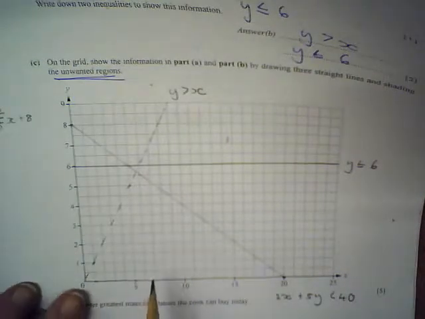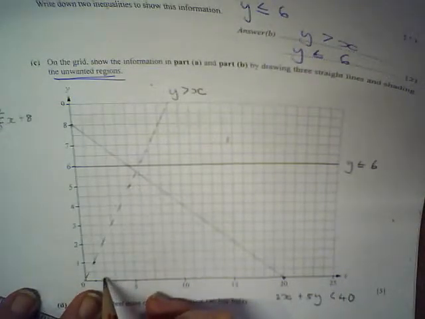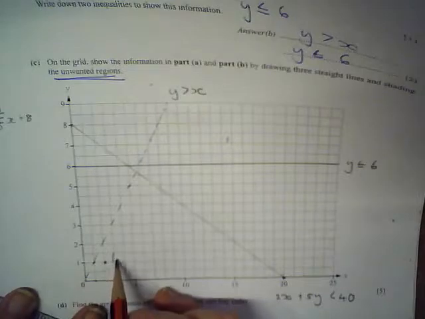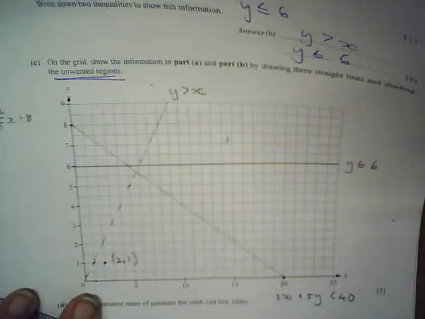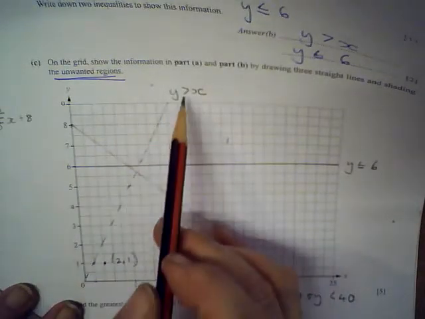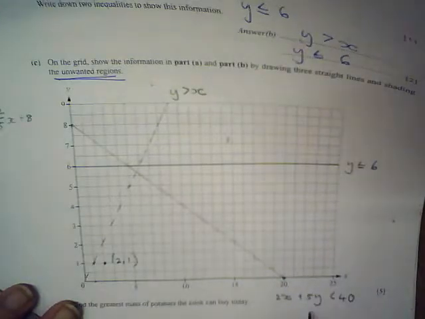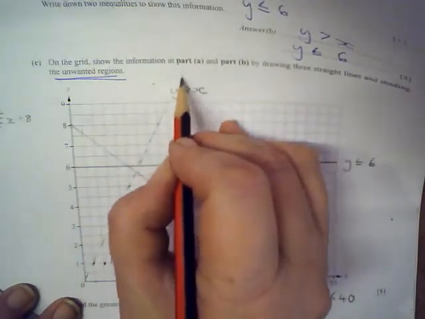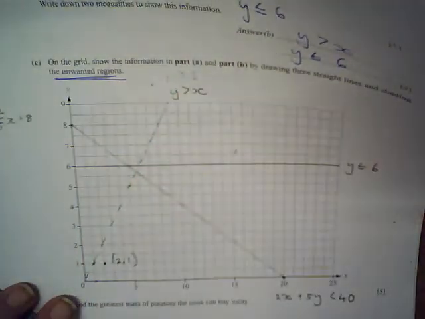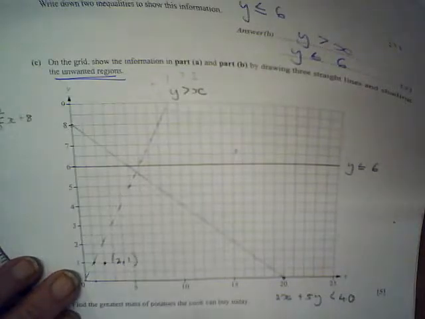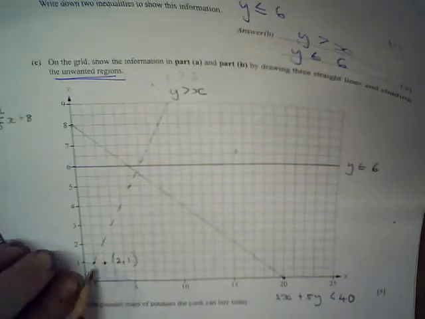Okay, now I'm selecting a point. I'm just selecting any random point. I'm selecting the point 2 and 1, easy points. Substituting it into these inequalities and seeing if it's true or not. Then shading the unwanted region. So 1 is greater than 2. Is that true? Nope. It is not true. So I'm shading this region as the unwanted region.